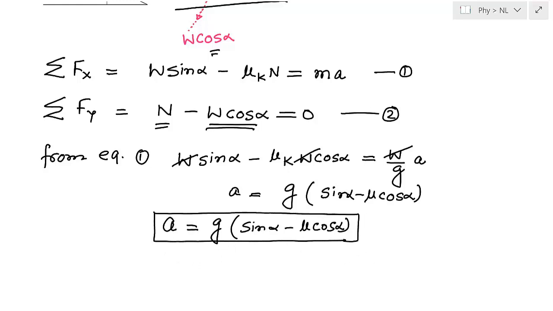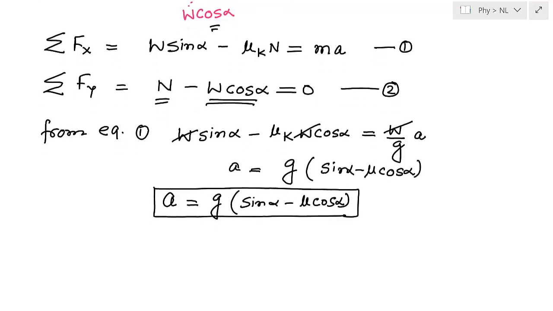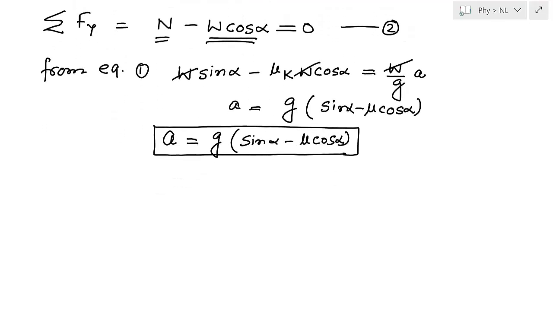So this is the acceleration by which this toboggan is moving in the downward direction. Now we will consider different cases. Some special cases we can consider for this acceleration. So let us consider some special cases.